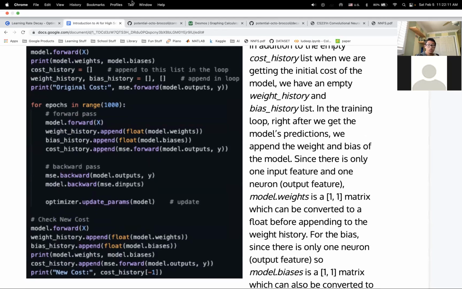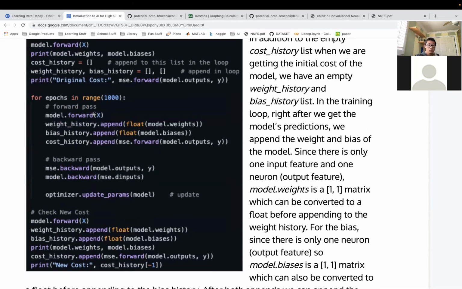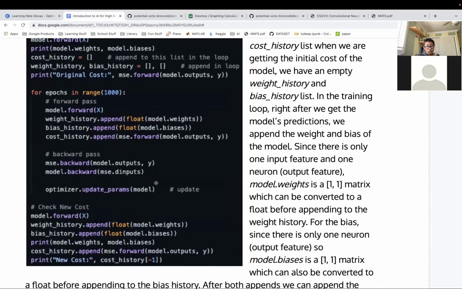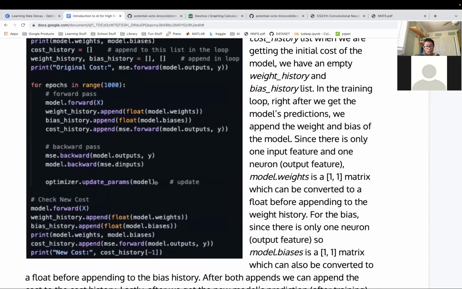Wait, history for what again? History as we're updating. So history for the weights, and the bias and the cost. Oh, I was wondering where those came from. Never mind.